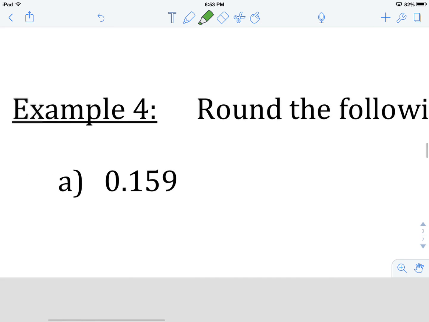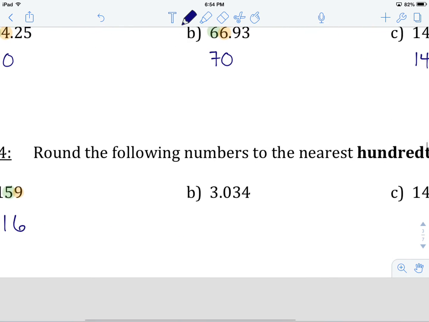So here we are, 0.159. We start by finding the place value we want to round to, which is hundredths. There it is, 2 to the right of the decimal. We look to the number after it, which is a 9, to tell us how to round the 5. In this case, a 9 tells us to round the 5 up to a 6, so our answer will be 0.16 is how we round that to the nearest hundredth. Let's have a look at the next example.